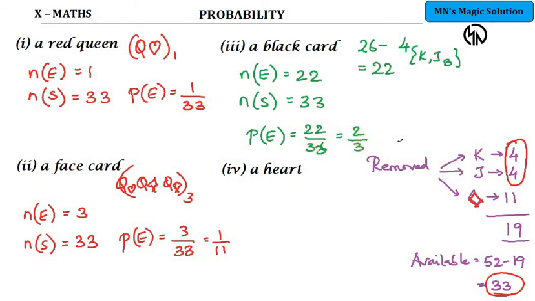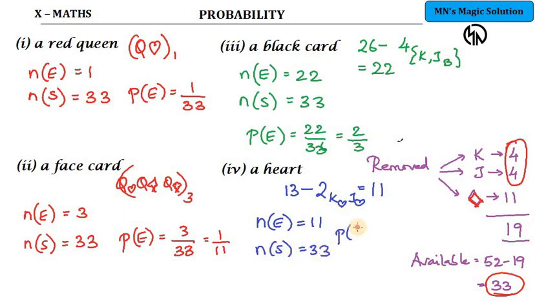Probability of getting a heart. How many hearts will be there in all? 13 hearts should be there. Out of which now we have removed the king and jack of heart. So these two are nothing but king of heart and jack of heart. These two has been removed. So totally how many hearts are there? It is 11 in all. So the number of favorable outcomes is equal to 11 and the sample space is given by 33. Therefore the probability of the event to happen is equal to 11 out of 33, which is equal to 1 by 3.